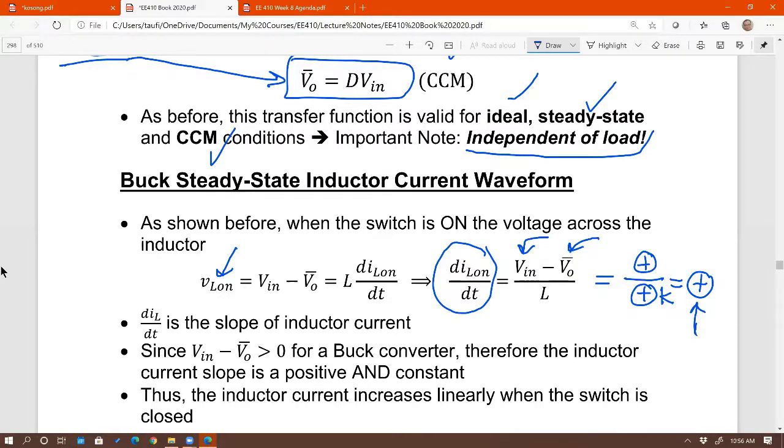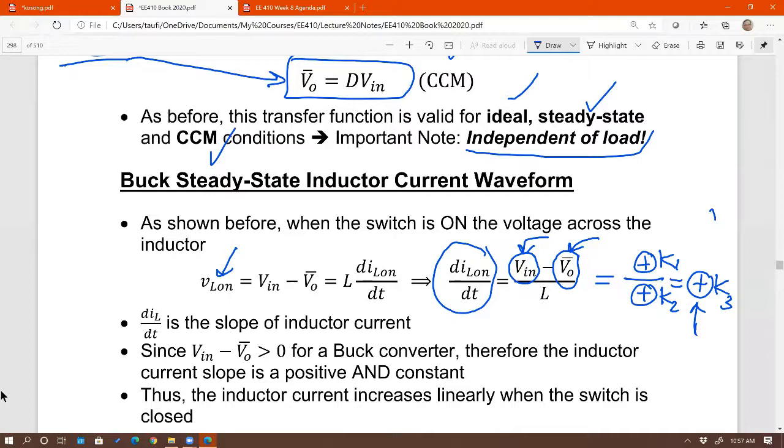Remember, there's a feedback loop that would maintain the output voltage. So we have a fixed input voltage and a fixed output voltage. Therefore, V in fixed minus V out fixed equals a fixed, constant value. Maybe this is 2, this is 1. So a constant divided by a constant gives you another constant. So now I know that if I operate this converter at a given input voltage and given output voltage, the slope of the inductor current when it's going up must be positive, must be constant or linear.